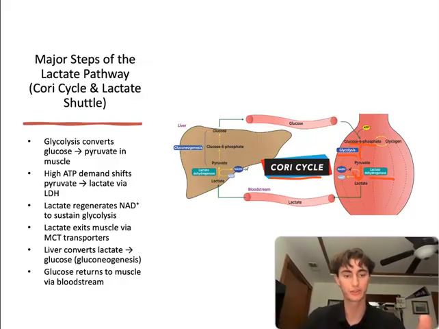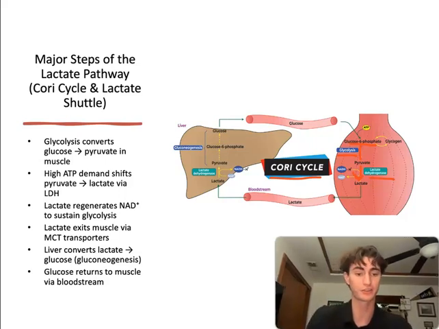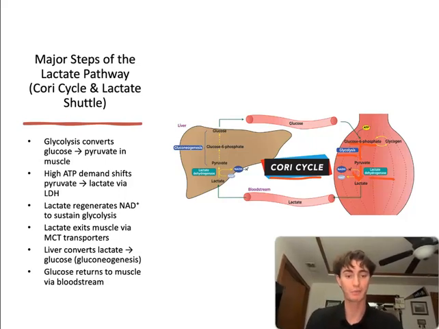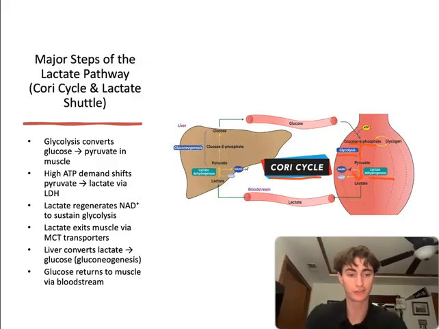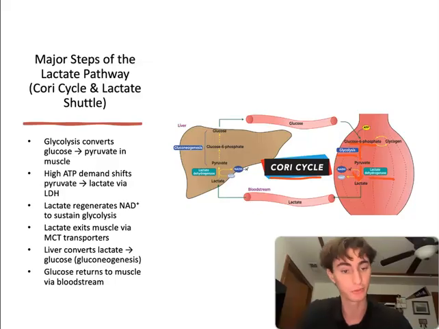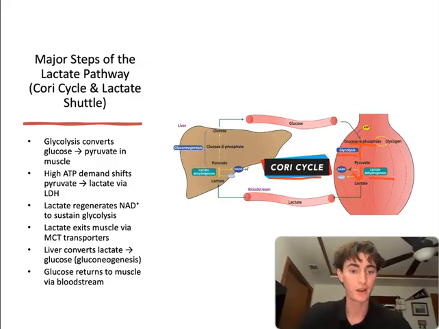to continue producing ATP, which is a critical step, because lactate production does not happen by mistake. It allows glycolysis to continue during very intense exercise for the most part. So now we look at the lactate and how it goes to the liver.